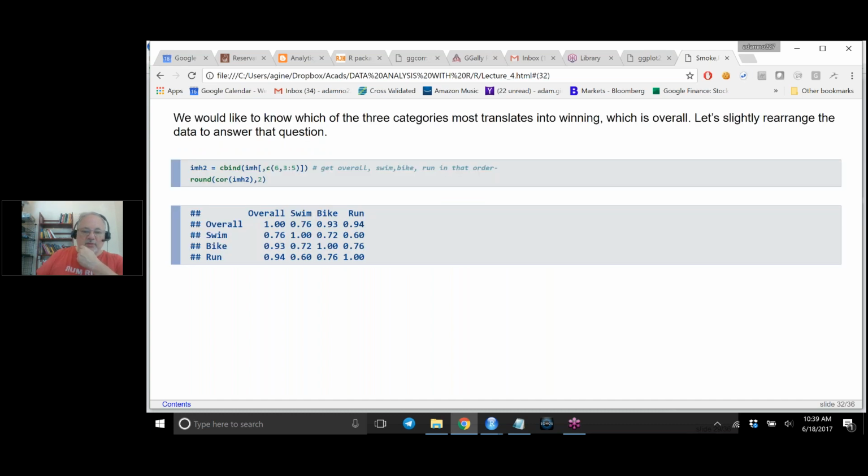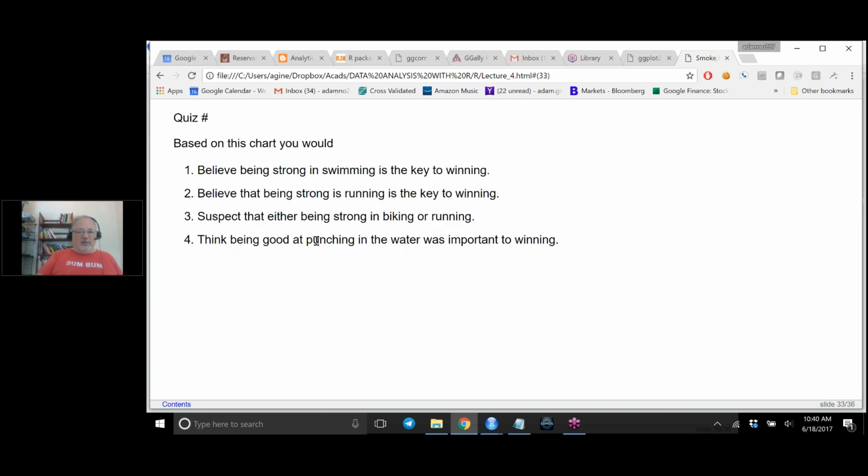So let's just talk through this. Well, swimming seems to be less likely. If you have 2 guys who are competing, and one's really good at swimming and the other's really good at biking, you think probably the biking guy is going to do better overall. That's what the data says. These are empirical studies, 0.93, 0.94. If one guy was good at biking and the other guy was good at running, I wouldn't particularly want to favor one or the other. But either good at biking or good at running, I take that over swimming. So believing good at swimming is the key to winning doesn't seem to be true.